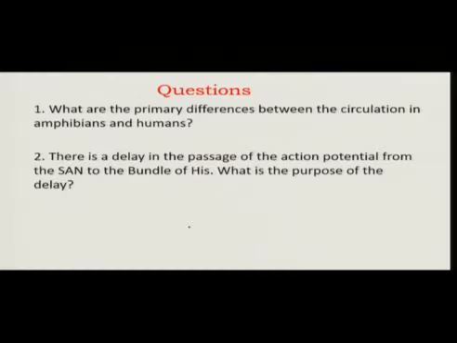Okay. So, now let us look at the second question. The second question pertains to the electrical activity of the heart, which is originating in the SA node, or the SAN. Now, the question is, there is a delay in the passage of this action potential from the SA node to the bundle of His. Now, if you remember, where is the SA node?